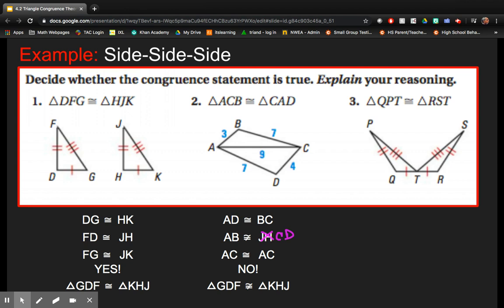Number 3, triangle QPT is congruent to triangle RST. Okay, QT is congruent to RT. QP is congruent to RS. And PT is congruent to ST. So yes, all three sides are congruent. Triangle TQP is congruent to TRS. Or QPT and RST. I maybe should have used this statement.